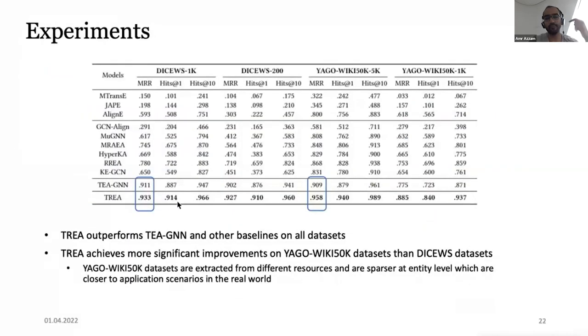We compare TREA against TGN and several state-of-the-art static entity alignment models. TREA outperforms TGN and other baselines on all datasets. TREA achieves more significant improvement on YagoWiki 15K datasets than DICEWS datasets, noteworthily. YagoWiki 15K datasets are extracted from different resources and are sparser at the entity level, which are closer to the real-world application scenarios.